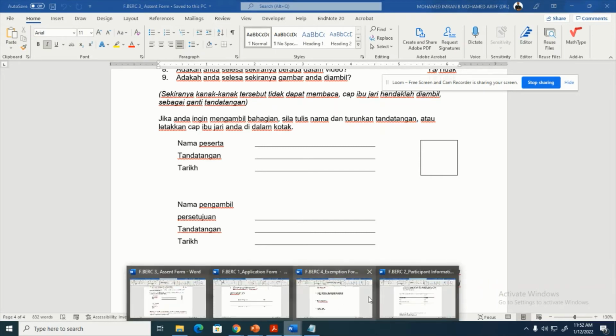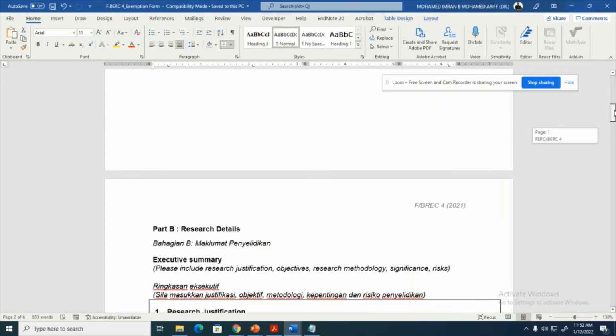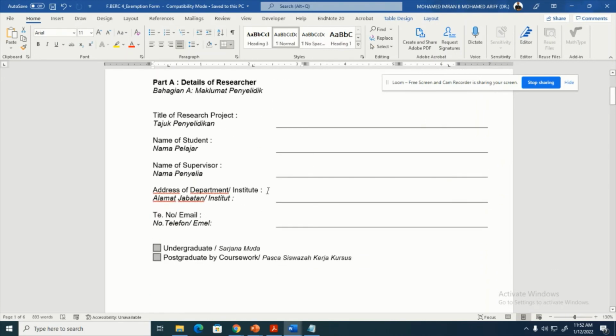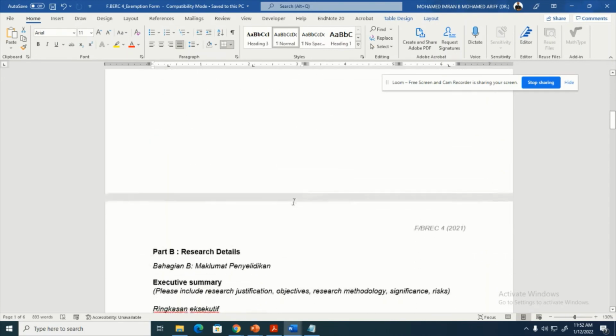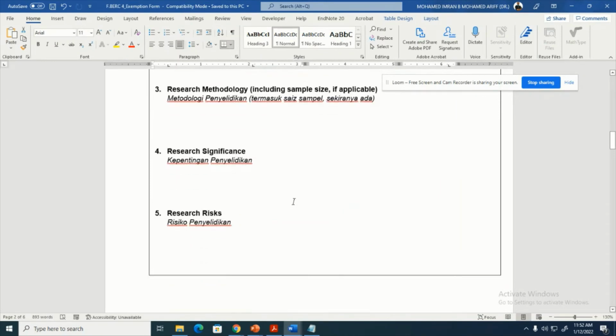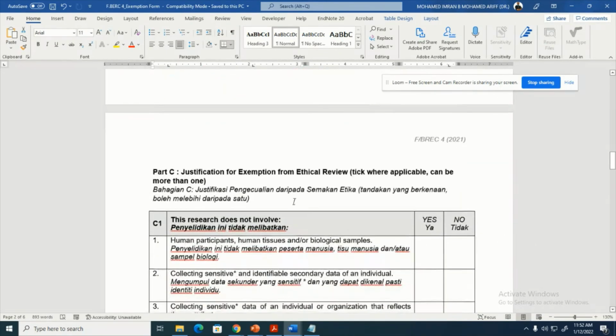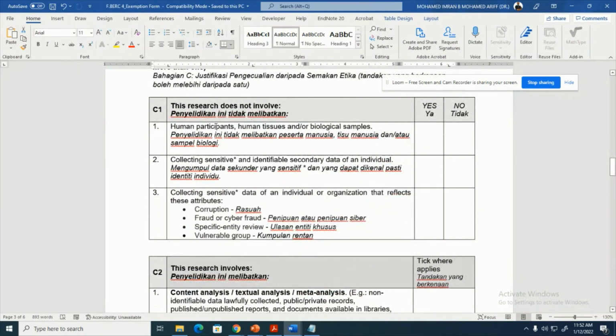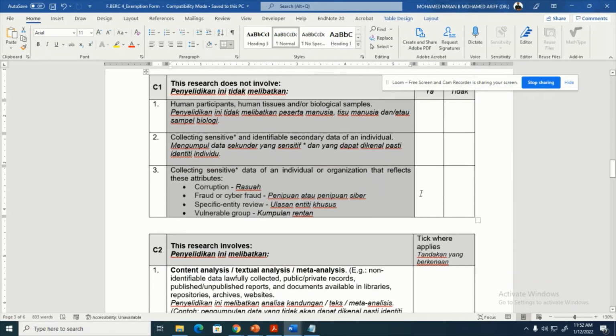And form number 4 is an exemption form whereby most students will fill this up. Straightforward information, everything is here. Design, justification, objective, significance, research, and explain. Okay, since it's not involving humans, what is this research about? So students will know all this.